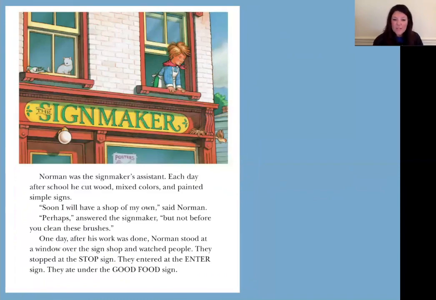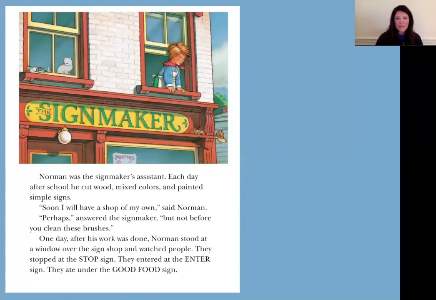Norman was the sign maker's assistant. Each day after school, he cut wood, mixed colors, and painted simple signs. Soon I will have a shop of my own, said Norman. Perhaps, answered the sign maker, but not before you clean these brushes. One day after his work was done, Norman stood at a window over the sign shop and watched people. They stopped at the stop sign. They entered at the enter sign. They ate under the good food sign.